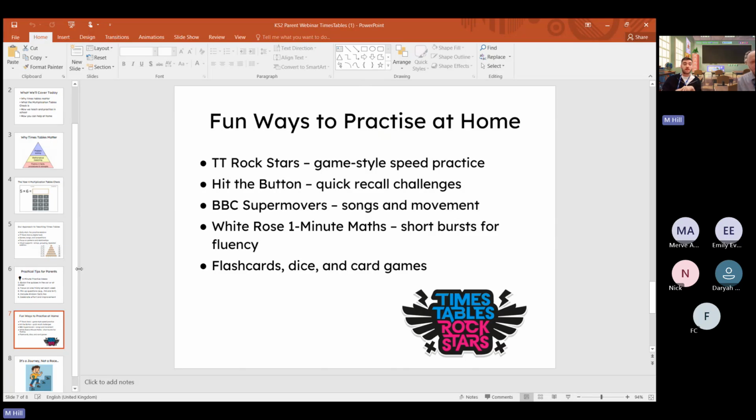Yeah, so Hit the Button is a game that, if you Google it, you'll find it. Again, that's about speed. There's challenges, and again, the children see how many times tables facts they can answer in a certain amount of time.